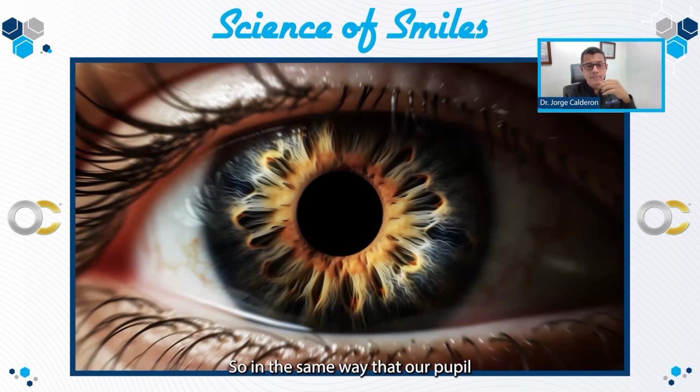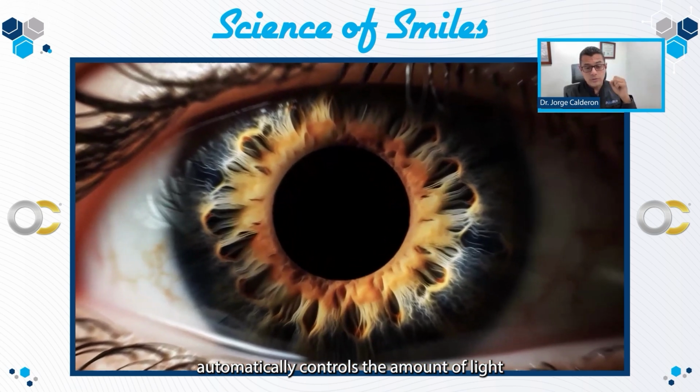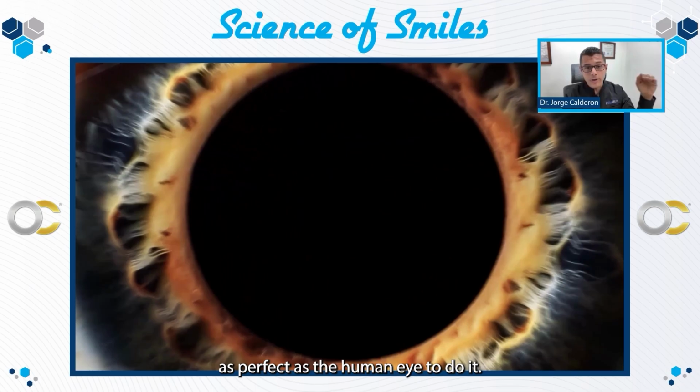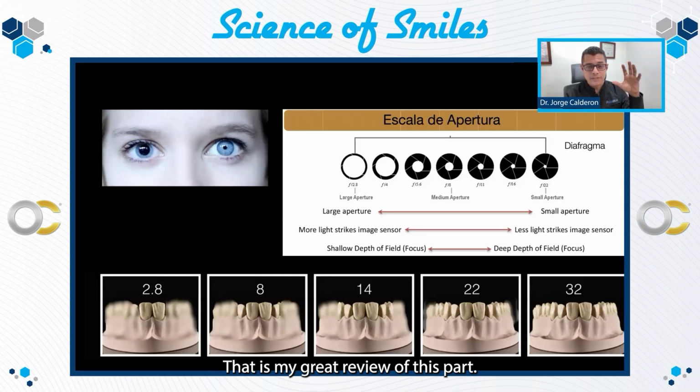So, in the same way that our pupil automatically controls the amount of light, there won't be, obviously, a camera as perfect as the human eye to do it. That is my great review of this part. So, here, we will have that.